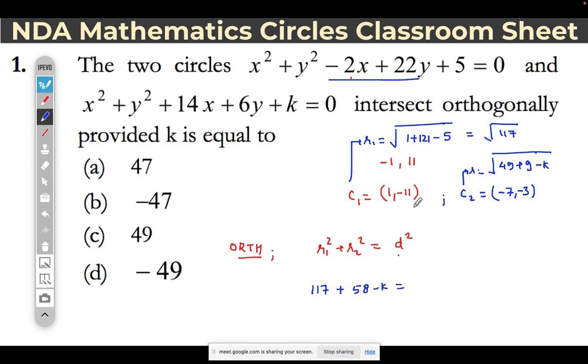Equal to distance squared, which is (x2 minus x1) squared plus (y2 minus y1) squared. What is the value of k? Why will I solve? You solve.